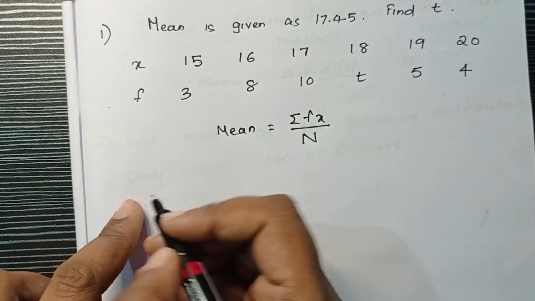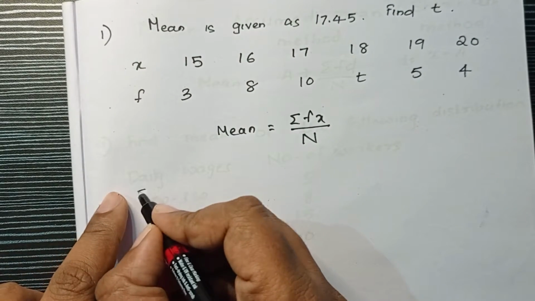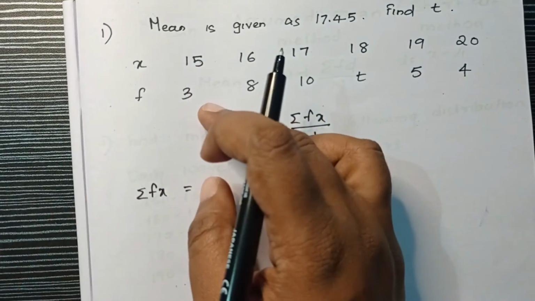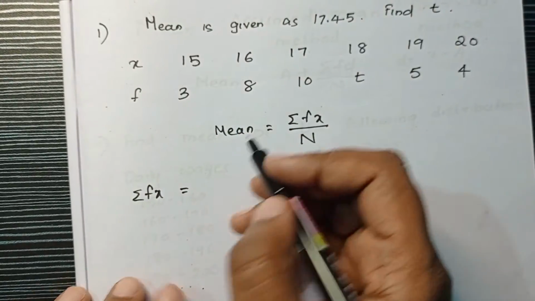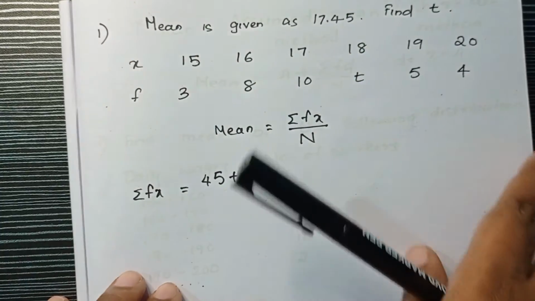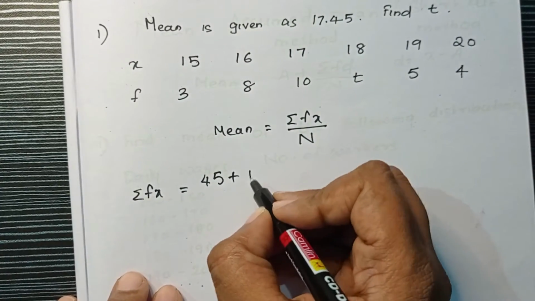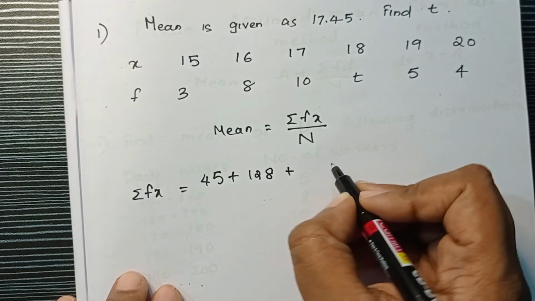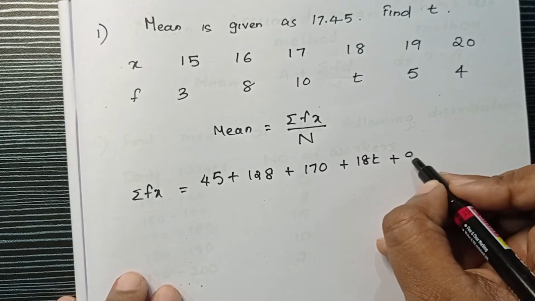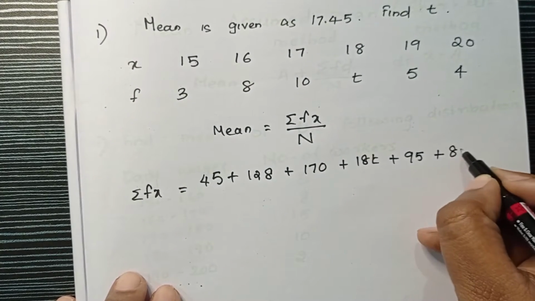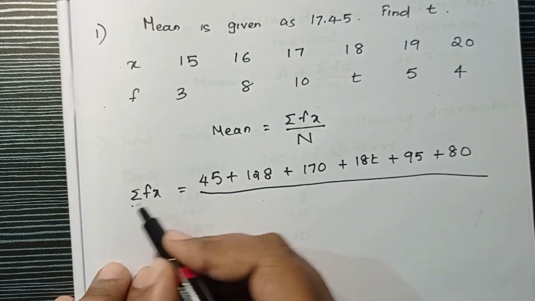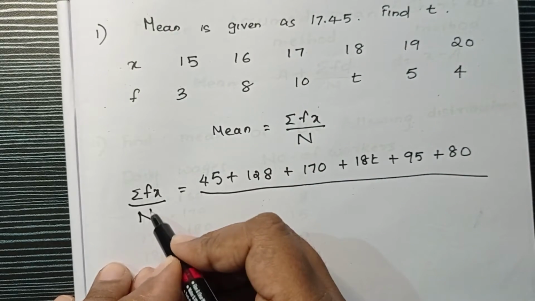let's find out what is fx. So f into x, 15 into 3, that is 45. So we are just multiplying it. Okay, we are multiplying f into x. So after multiplying it, we know that the mean formula is summation fx divided by capital N, right?